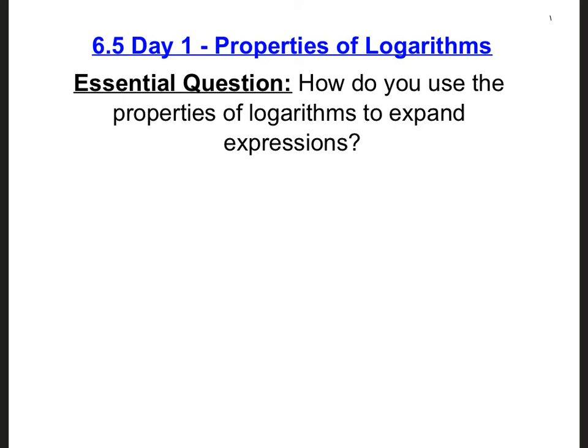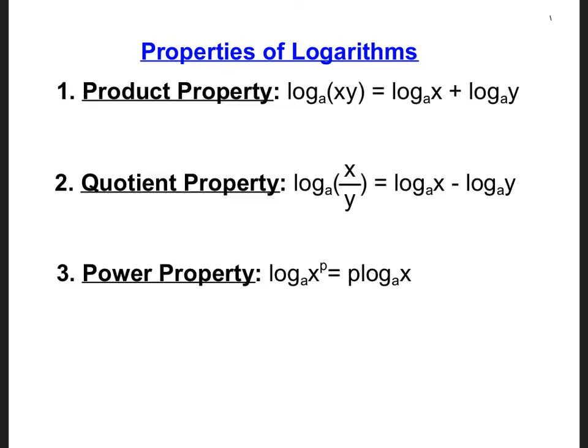Alright, hello. Today we are working on 6.5 day 1, properties of logarithms. Your essential question says, how do you use the properties of logarithms to expand expressions? Alright, so today we are doing the properties of logarithms. You should pause right now and copy down this entire slide.